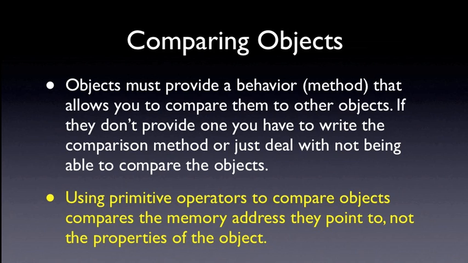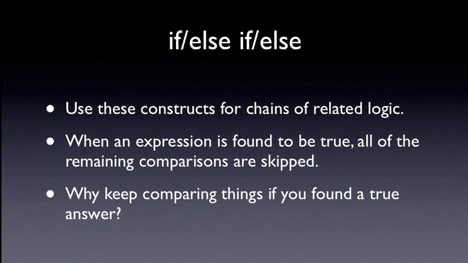If you use primitive operators to compare objects, what you're really comparing are the memory addresses that they point to. Remember that object variables don't contain the object, they just contain a memory address where you can find the object. Sometimes we actually want to do that. We want to see if two variables are pointing to the same object, but more likely than not in this class, at this point in time, you do not want to go about using primitive operators to compare objects. You always want to use their built-in comparative method.